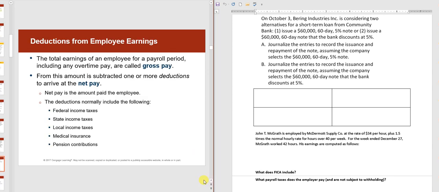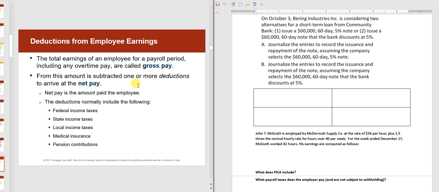All right, some normal deductions from your pay are federal and state income taxes, and local income taxes. They are in certain areas, but they're not common around here. I think Kansas City might have some local income taxes. You might also have medical insurance deductions or pension contributions that you request your employer take out of your gross pay. You can also have a lot of things that you ask to be taken out of your pay.